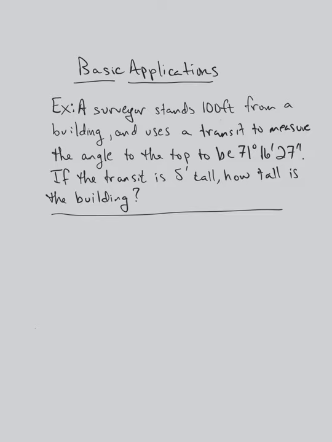All right, so let's look at a basic application now. People that use angles and trigonometry a lot are surveyors. So say a surveyor wants to measure how tall a certain building is. This surveyor stands 100 feet from the building and uses what's called a transit. A transit is a tool for measuring angles. It measures the angle to the top to be this angle right here in DMS. Let's say the transit is 5 feet tall. Then how tall is the building?